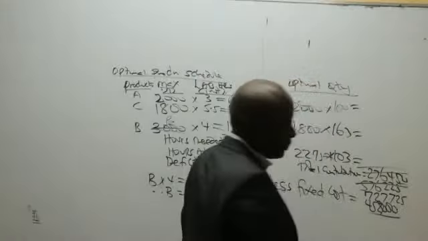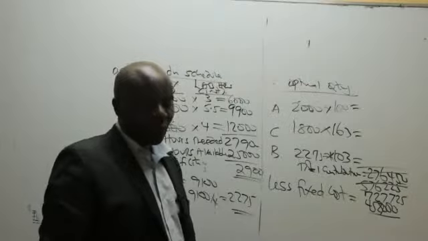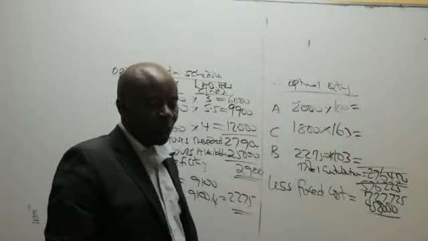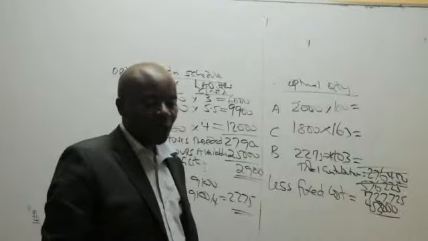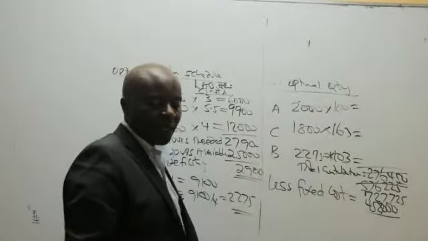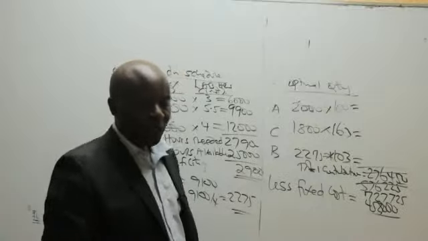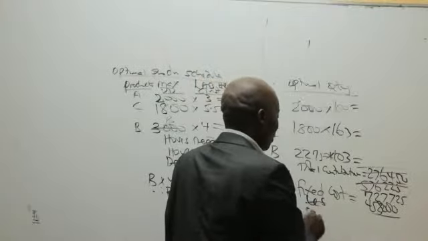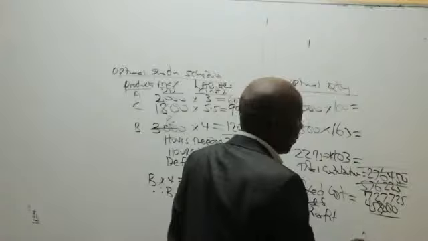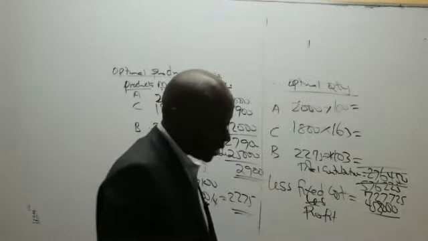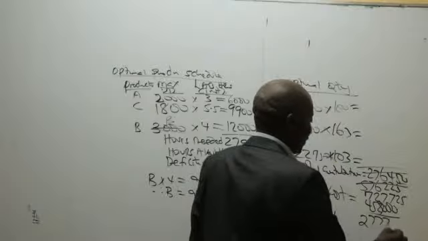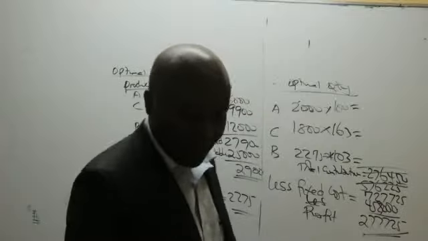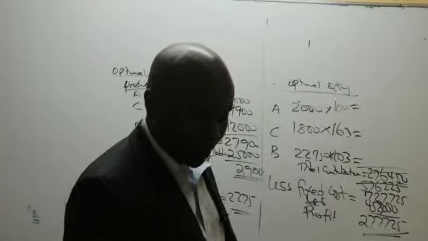Fixed cost given by the examiner was 450,000. Is that okay? Yes. So when you subtract the fixed cost, you get a profit of 277,725. Thank you very much, and that is the answer. And now we have come to the end of today's class.